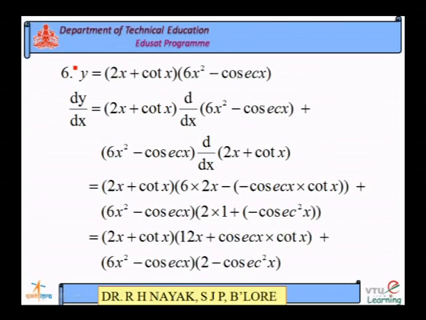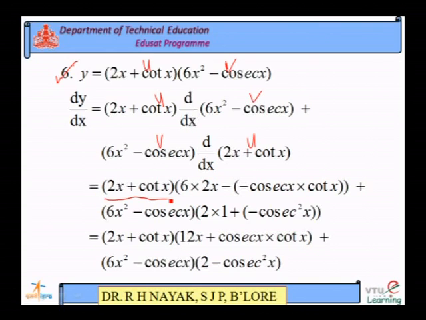You see the sixth problem. The sixth problem is also on the product rule. Here there are two brackets, the first bracket is taken as u, the second bracket is taken as v. What does the rule say? u into d by dx of v plus v into d by dx of u. This is u, this is v, this is v, this is u. Keep u as it is. What is u? 2x plus cot x, I have taken as it is.